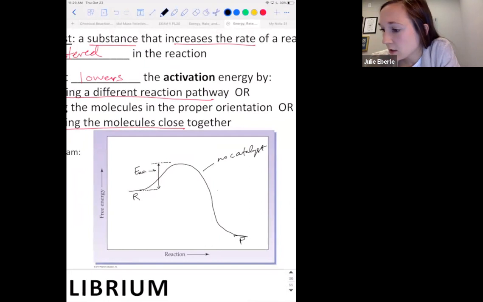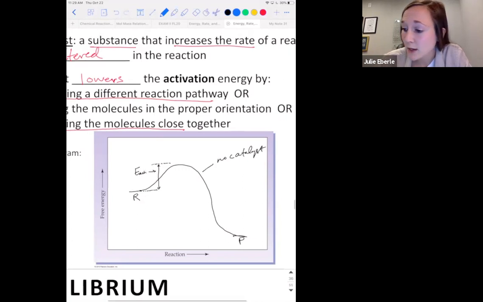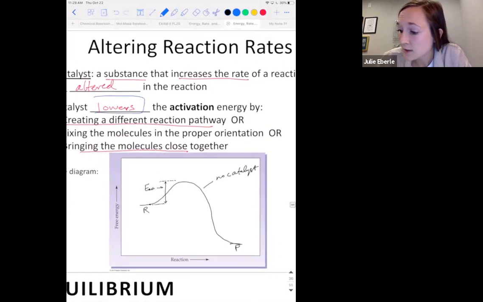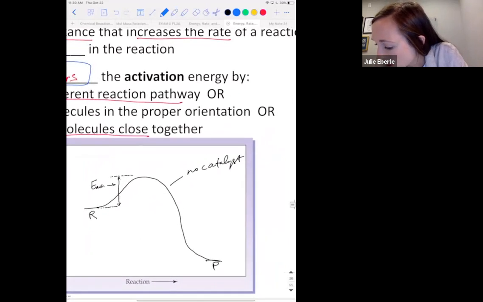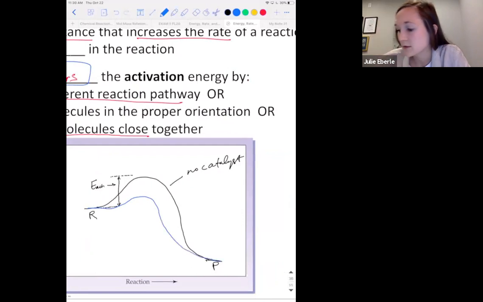I'm going to change colors here. If you have a different pen or something, grab it. Let's draw a reaction pathway with a catalyst. Remember, a catalyst lowers the activation energy. It does not affect delta G, so the level of energy of our reactants and products is going to stay the same. The only thing that's going to change is that peak. It's going to be lower. So we have a reaction that starts off here, with a lower activation energy, and then the same level on the products.